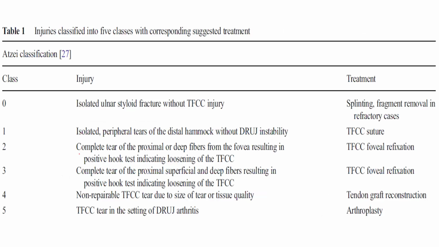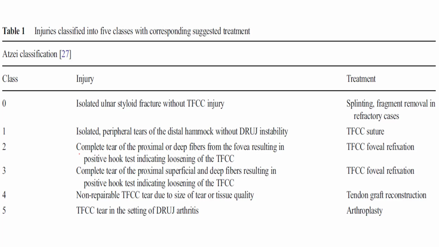This is the classification. First of all, you have an isolated ulnar styloid fracture without a triangular fibrocartilage injury. The treatment is splinting. You can have isolated peripheral tears of the distal hammock without distal radio-ulnar joint instability. Here you need only a suture. You can have a complete tear of the proximal deep fibers from the fovea, resulting in a positive hook test, indicating loosening of the triangular fibrocartilage.